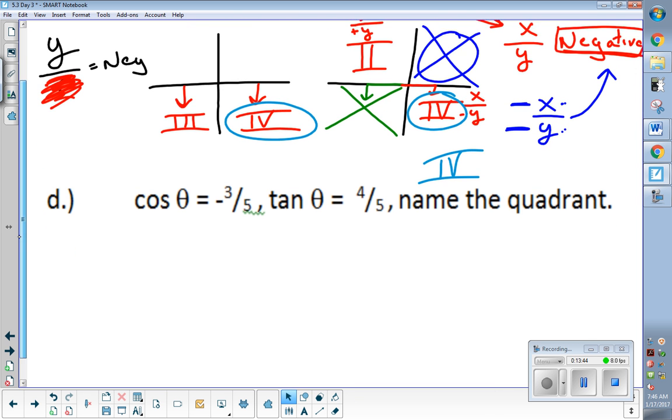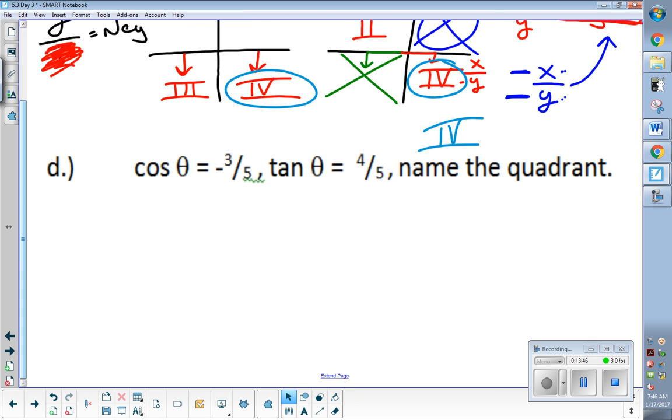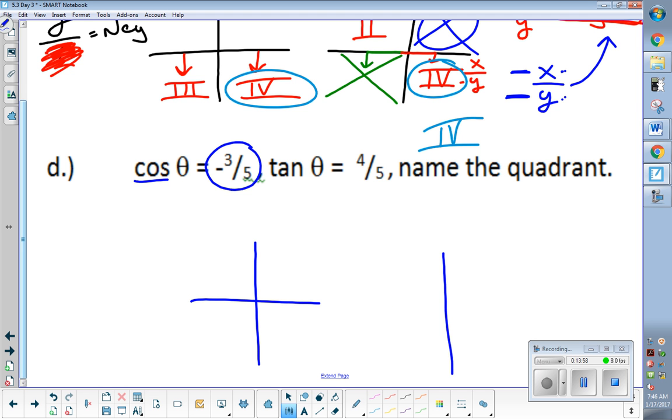Okay, a little bit trickier, not crazy. Let's have you try this next one on your own. So it looks slightly different. Here it says cosine is negative 3/5. They tell you a number here. Who cares that they told you a number? All I care about here is x over r is negative. It's a negative number. That's all I care about.